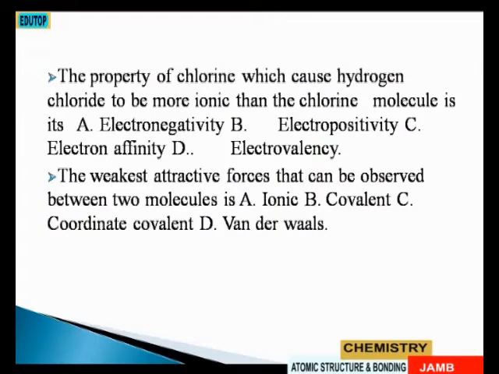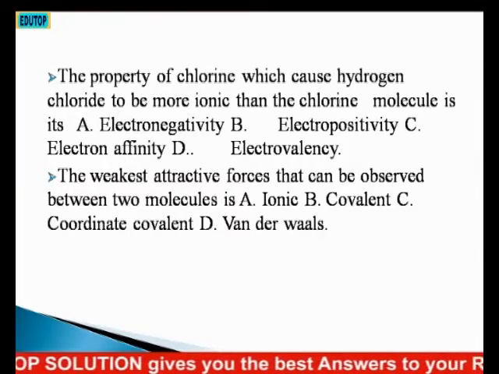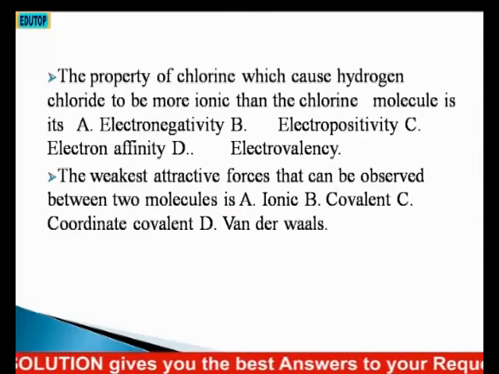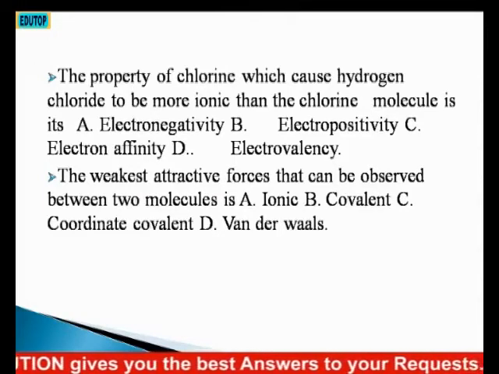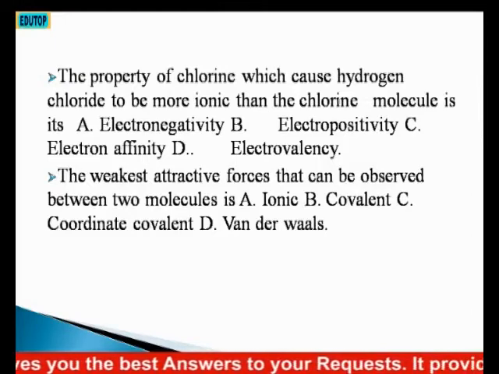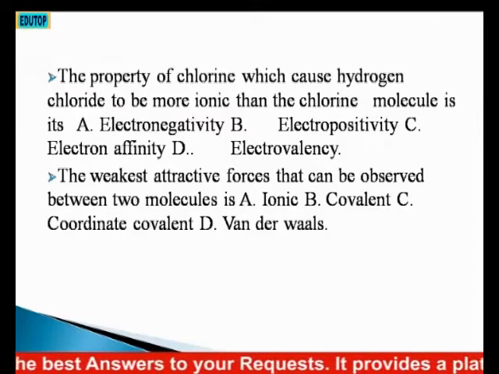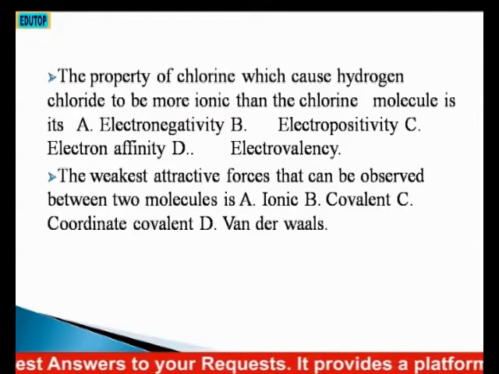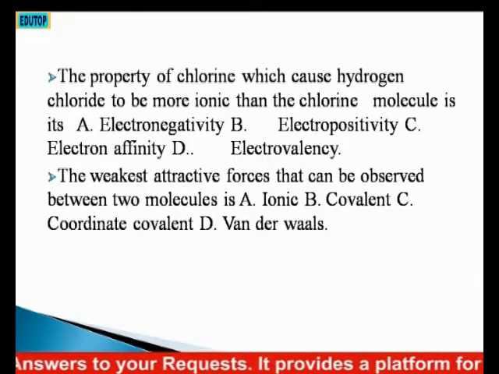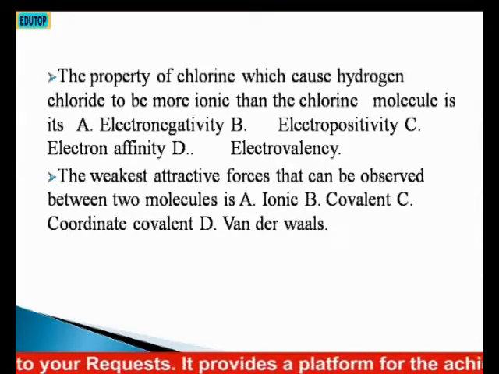So in that situation, option A, electronegativity, no. Because electronegativity is the ability of an element to attract electrons to itself. It can never be electropositivity. That's the tendency to donate electrons. No. C, electron affinity. No. That's the tendency to add an electron. Then D, electrovalency, which is the answer. So option D is the answer to question 9.